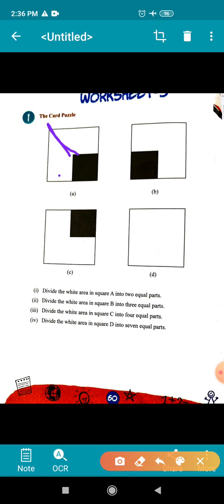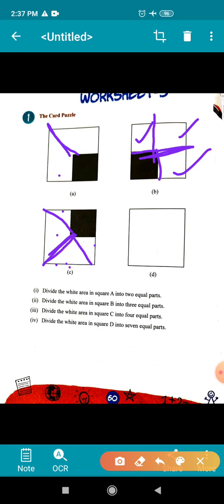Here you have to draw a line to divide this white part in 3 equal parts. This is very simple. You will draw one vertical line and one horizontal line. So you can get 3 equal parts, right? In the third picture, what you have to do? You have to divide the white area in 4 equal parts. So first you will divide in 2 equal parts, and after that each part will again be divided in 2 equal parts. So like this you can do. So this is 4 equal parts, right?